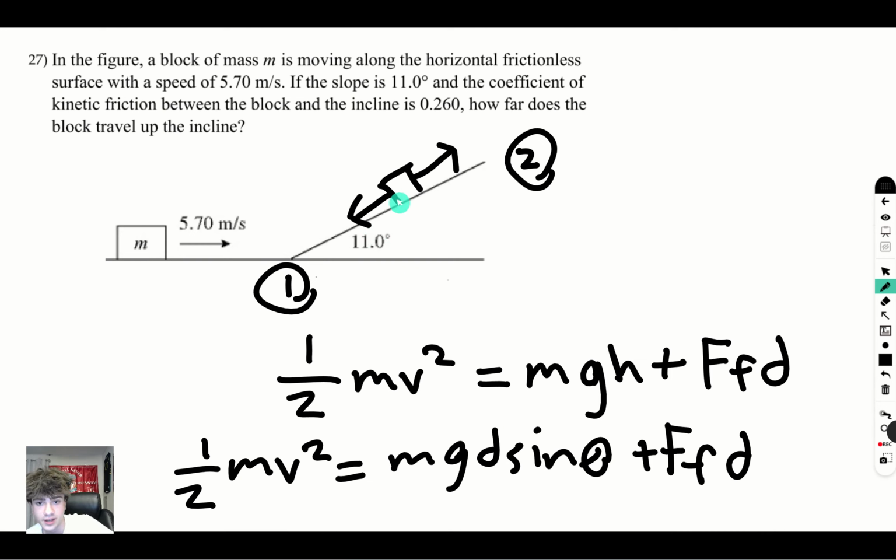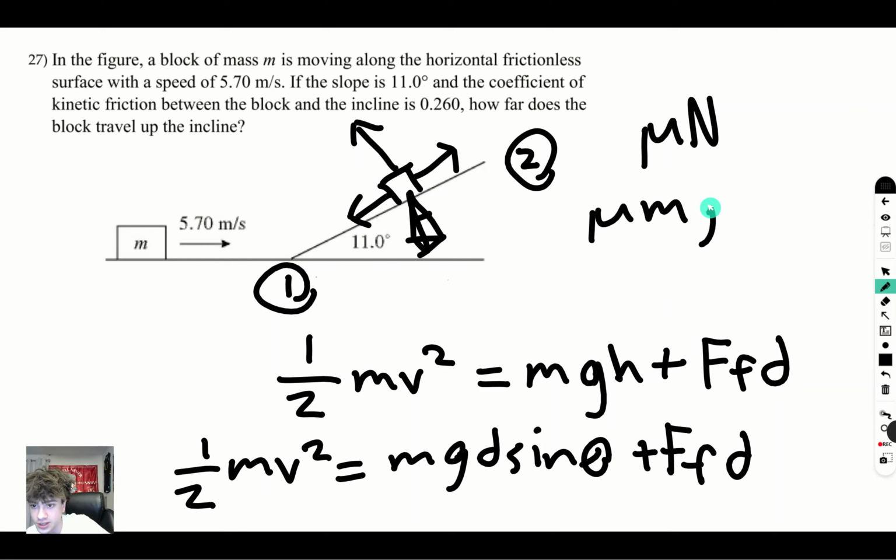We know that friction force is just mu times the normal force. Our mu has been given to us. Now we just need to find n. We know that our n is simply equal to the vertical component of gravity, and we know our vertical component of gravity is just going to be mg cosine theta. So our frictional force is mu mg cos theta, and then paired with the distance will give us mu mg cosine theta d.